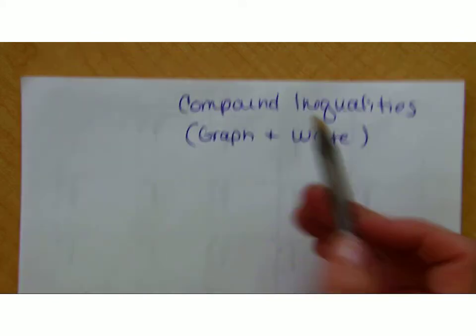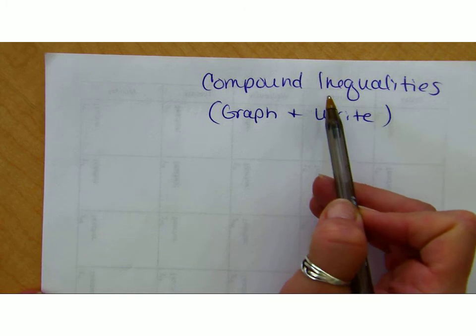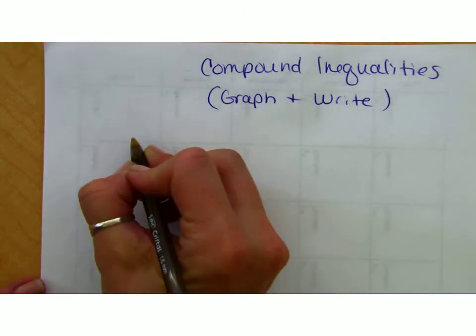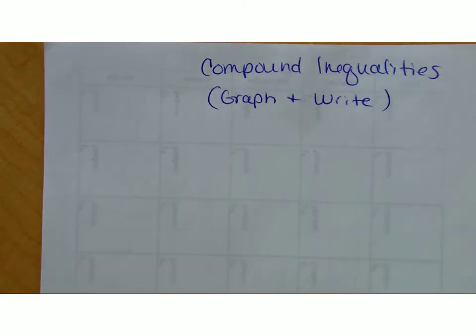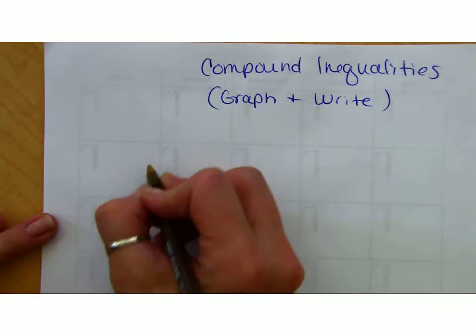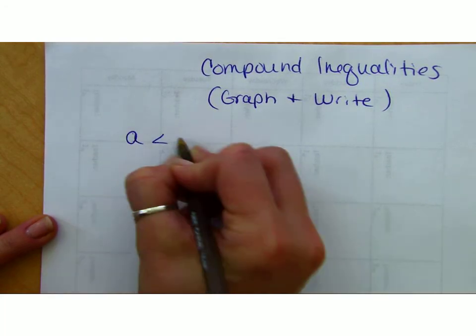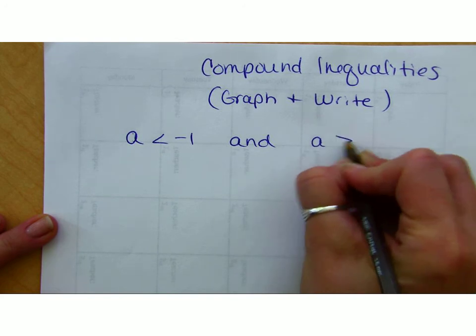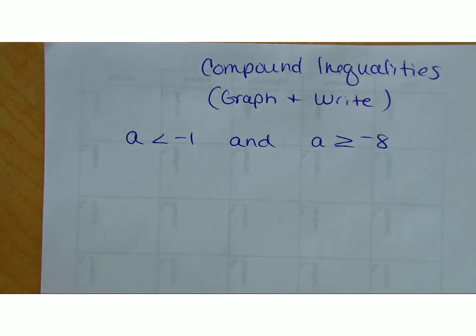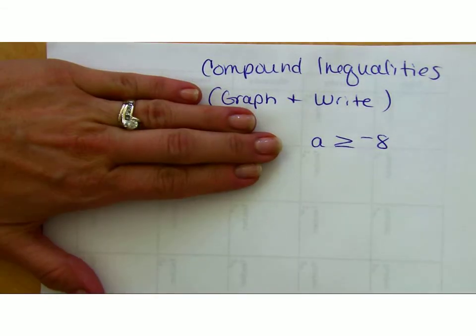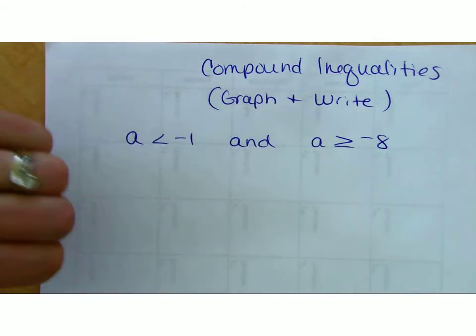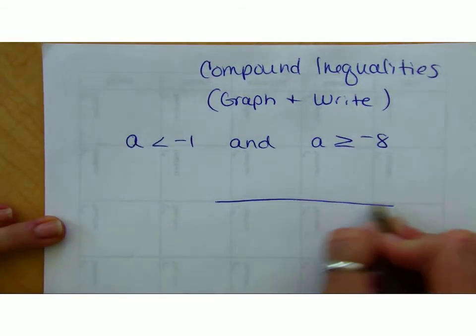So today, we're going to talk about how to write and graph a compound inequality. So a compound inequality could start out as two separate inequalities. So if I said A is less than -1 and A is greater than or equal to -8, okay? We're used to graphing one. If I said to you, hey guys, would you graph A is greater than or equal to -8 for me? You should not have a problem with that, right?